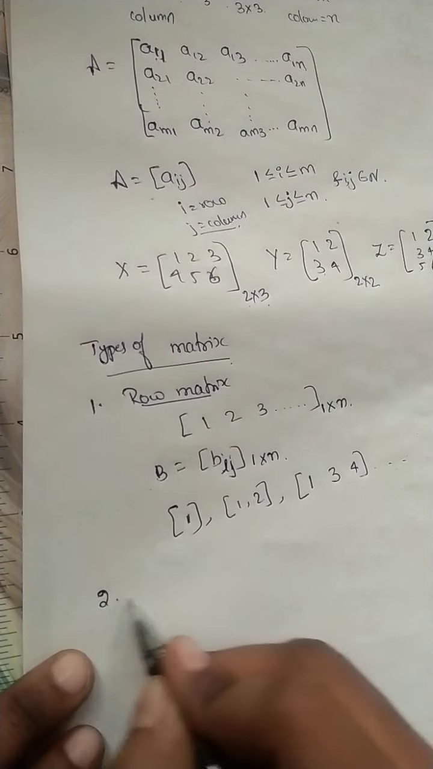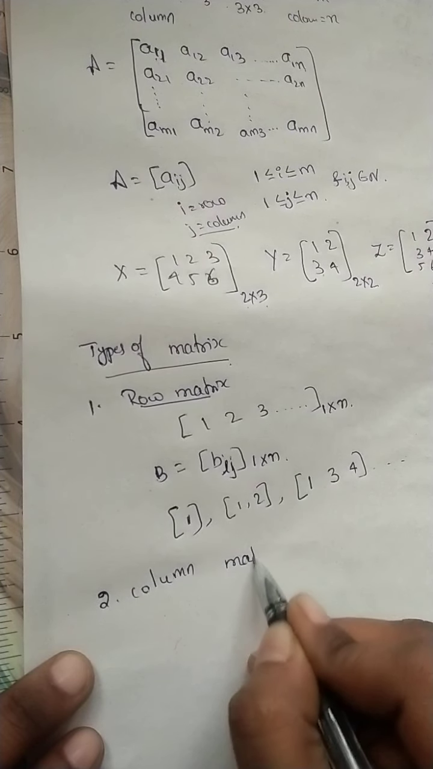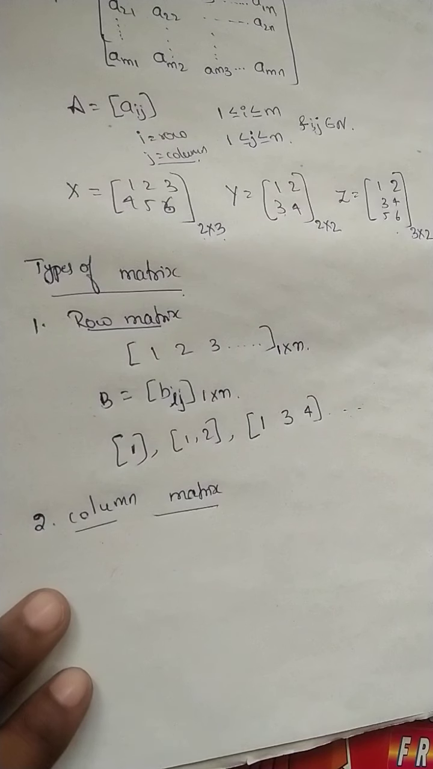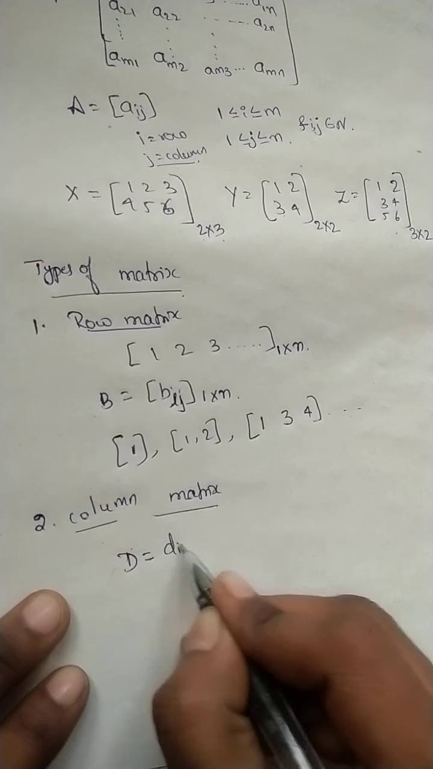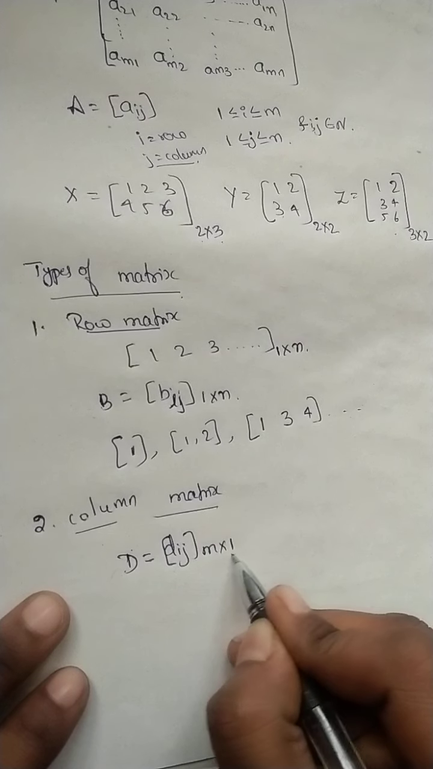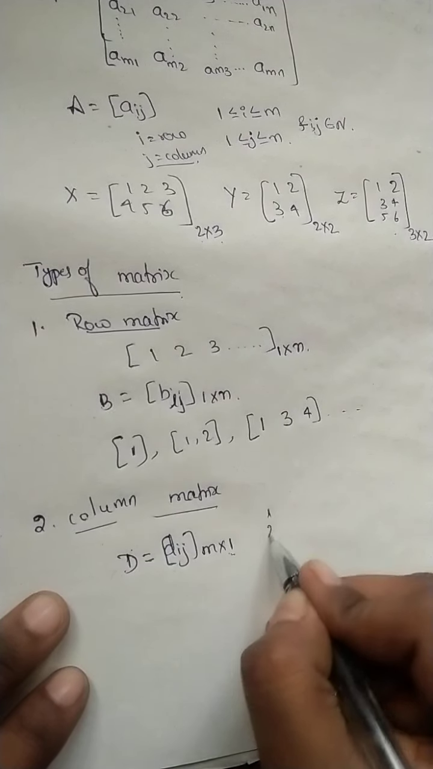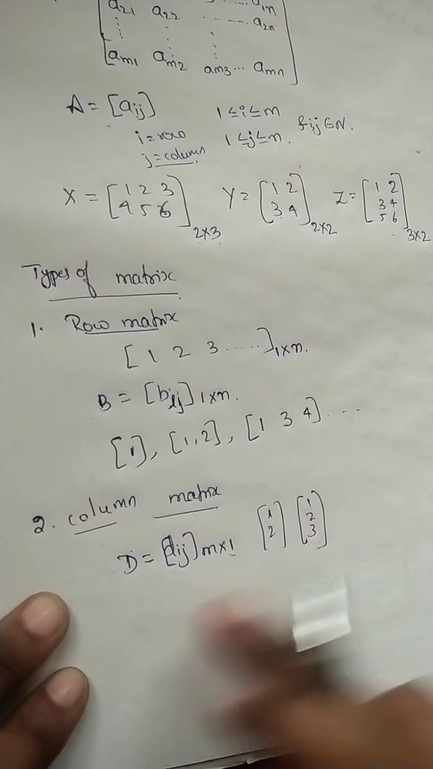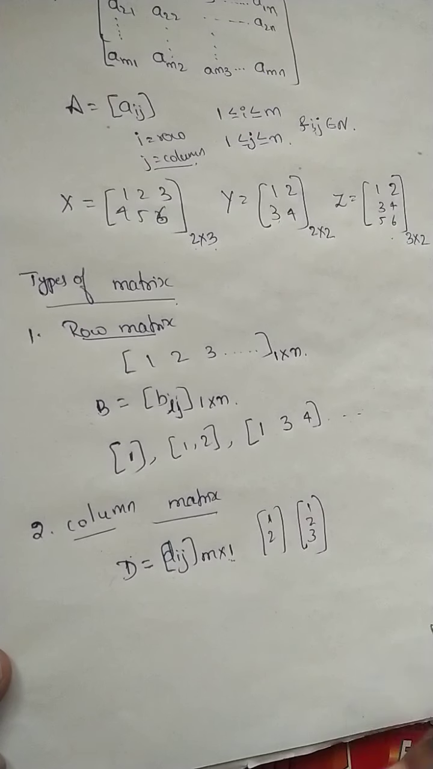Next, coming to the second one, the column matrix. A column matrix is a matrix which has only one column. So consider D equals D of ij, where it has only one column. So 1 2, written like 1, 2, or 1, 2, 3, having only one column. So that matrix is said to be a column matrix.